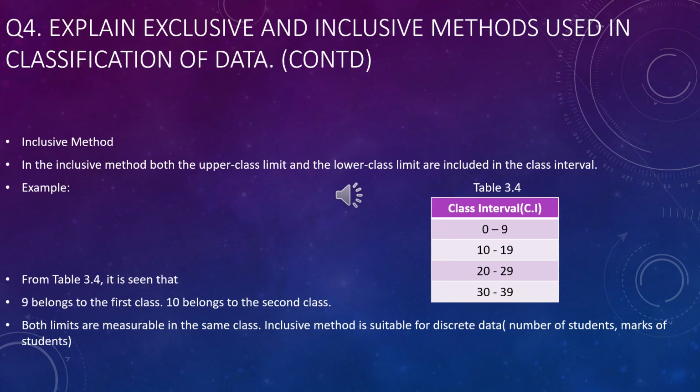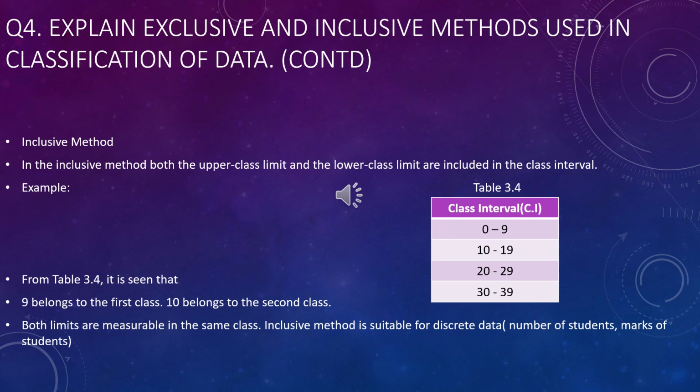Now we come to the same question, next part, which is the inclusive method. In the inclusive method, both the upper class limit and the lower class limit are included in the class interval. So we take an example in table 3.4, where the class intervals we see are 0 to 9, 10 to 19, 20 to 29, 30 to 39.